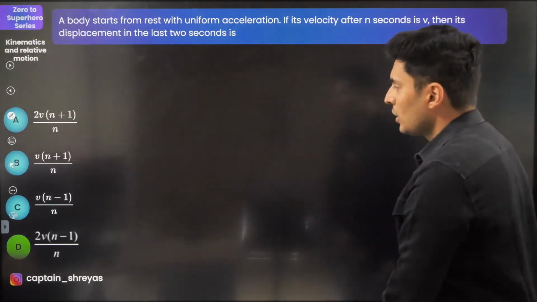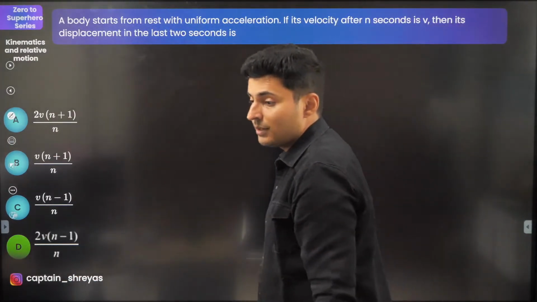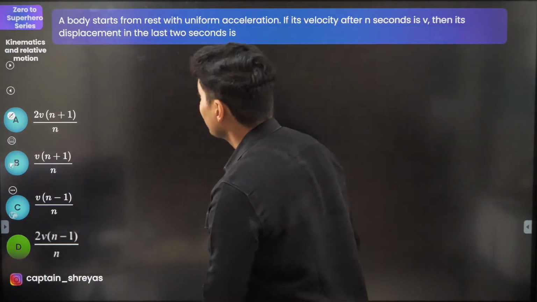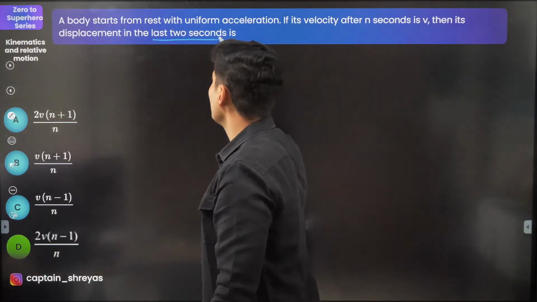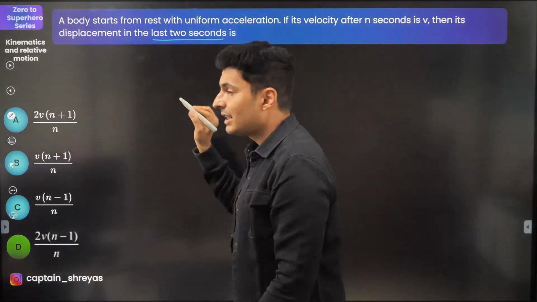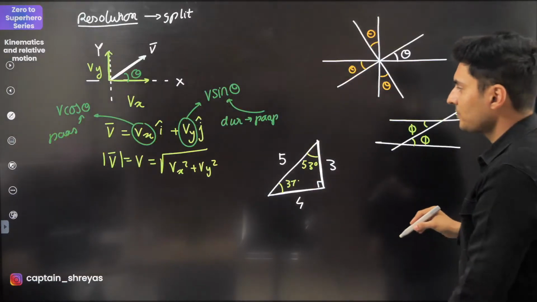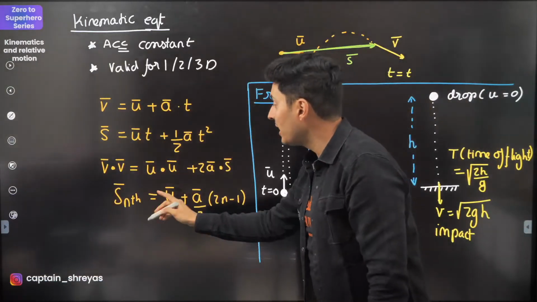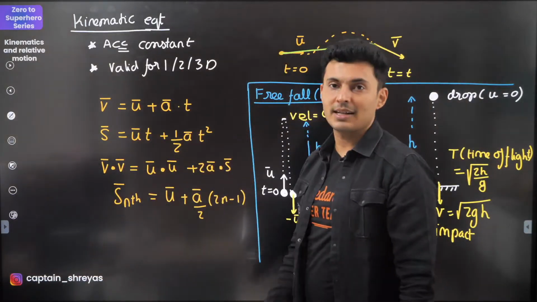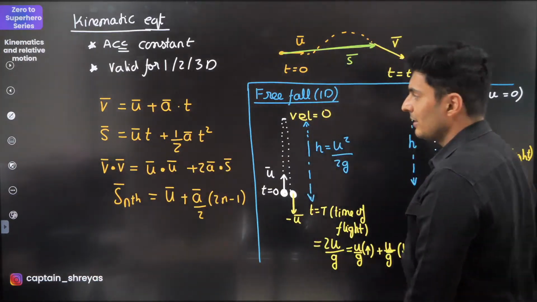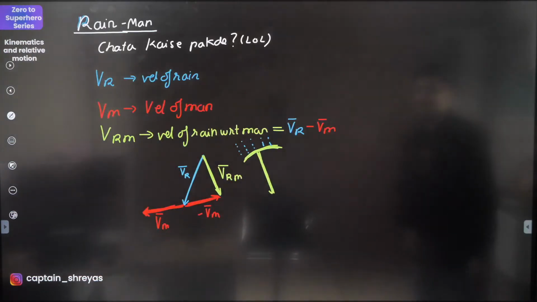Just check this out. No. Why can't you use the second formula? The nth second formula? Read the question. Last 2 seconds. Displacement in nth second formula. This formula is only applicable for the last 1 second. There is a big difference in that. Okay, keep this in mind.